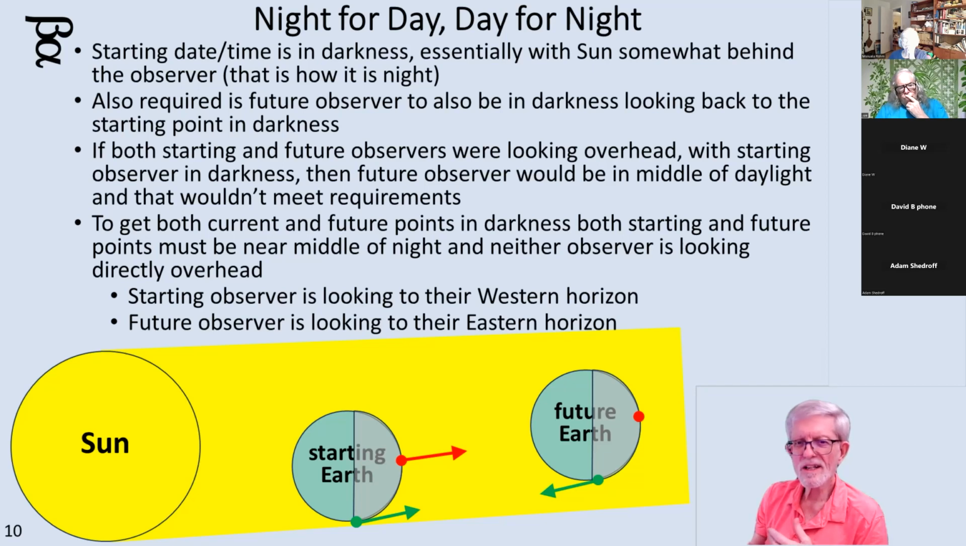There's no way to look in the future and see where I would be, except if you see the green arrows at the bottom. Instead of looking straight overhead, if I looked down along the horizon, so from my starting point, I would look towards the western horizon. And in the future, if I wanted to look back, I'd look towards the eastern horizon. And then I'd have a potential of having these two things line up.